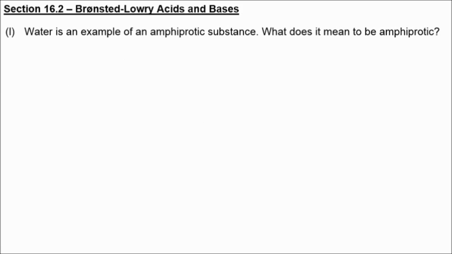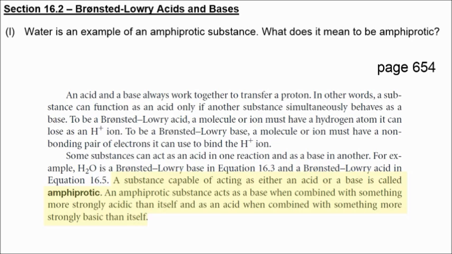So water is an example of an amphiprotic substance. What does that mean? On page 654 they define amphiprotic: a substance capable of acting as either an acid or a base. It will act as a base when combined with something more strongly acidic than itself, and it will act as an acid when combined with something more strongly basic than itself.